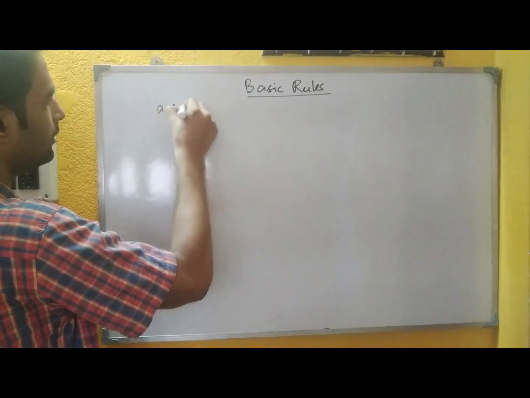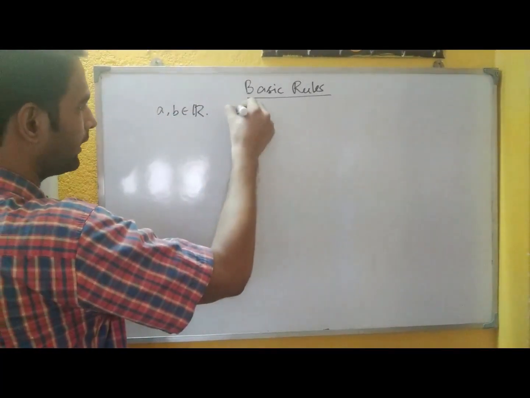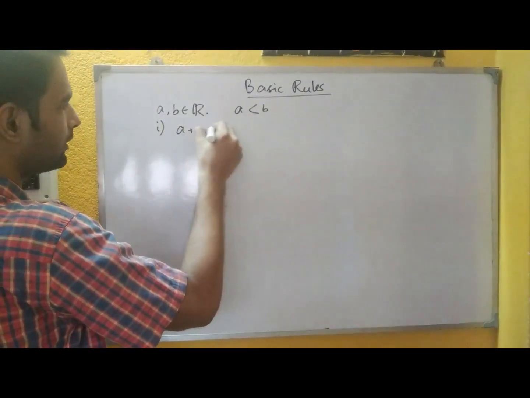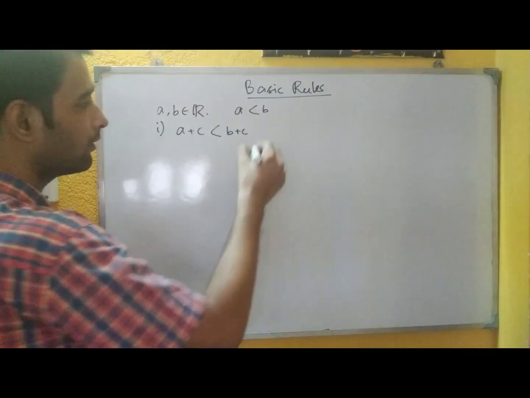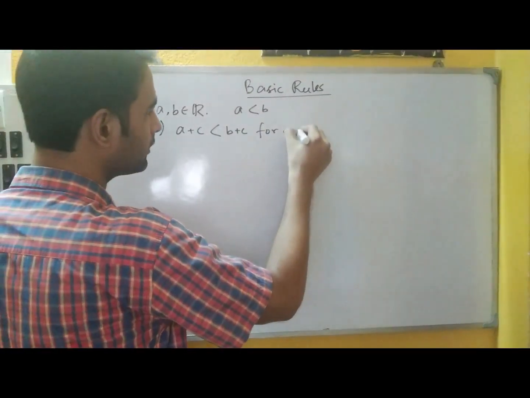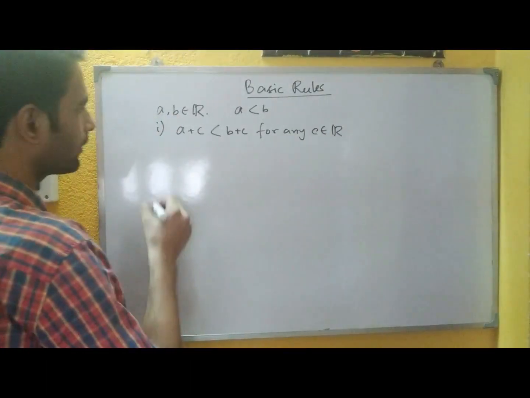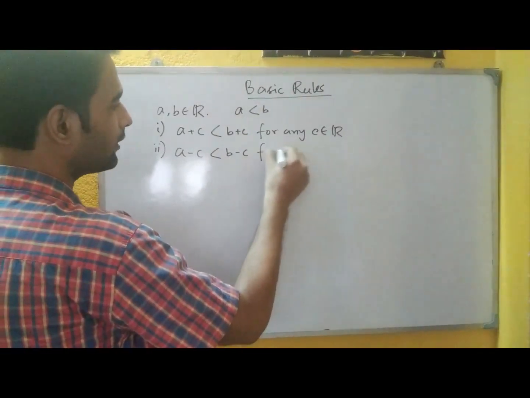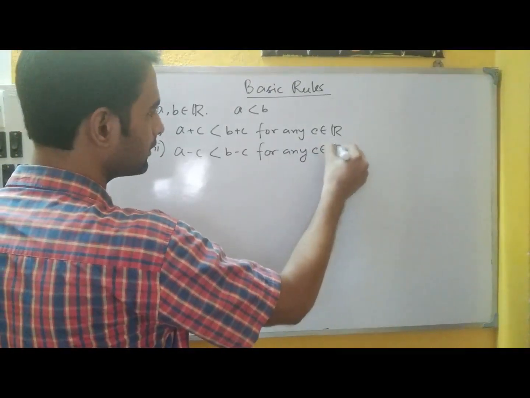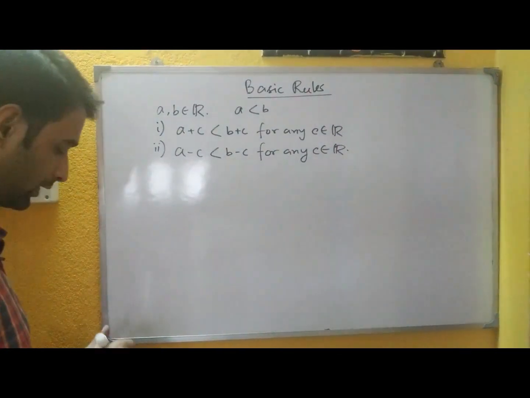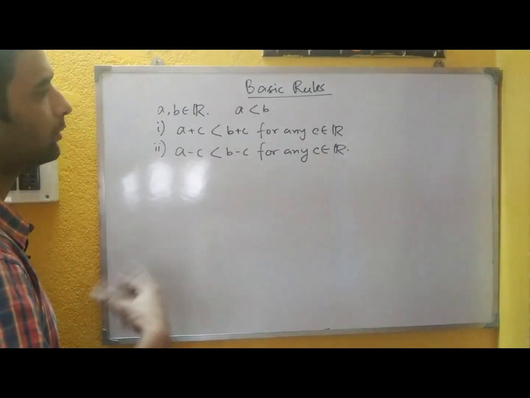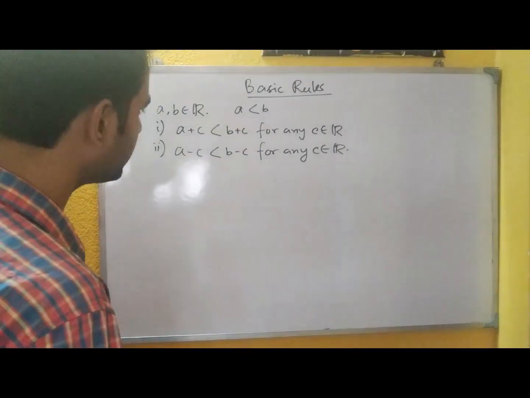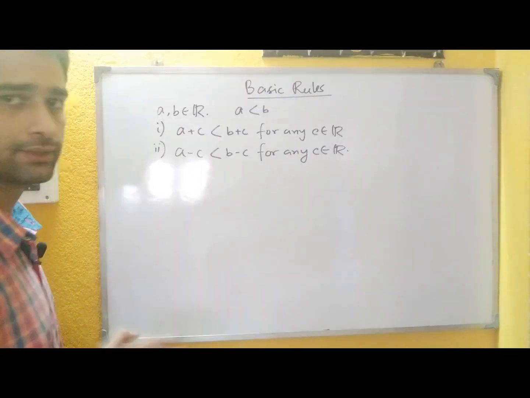Suppose a and b are two real numbers and a is less than b. Then number one, we can say that a plus c will be less than b plus c for any real number c. Number two, we can say a minus c is less than b minus c for any real number c. That means with an inequality, if you add the same number to both sides, then the inequality will not change. Similarly, if you subtract the number from both sides, the inequality will remain the same.